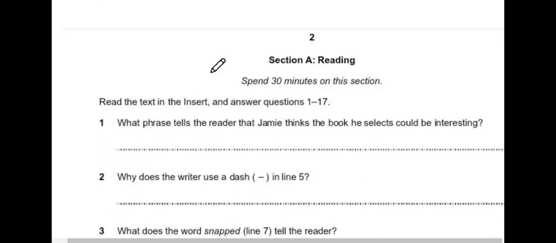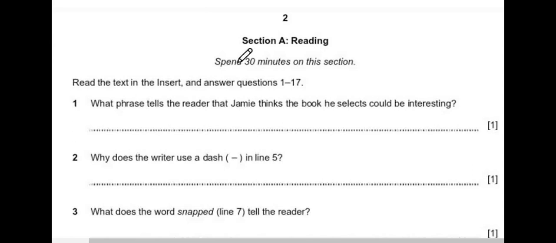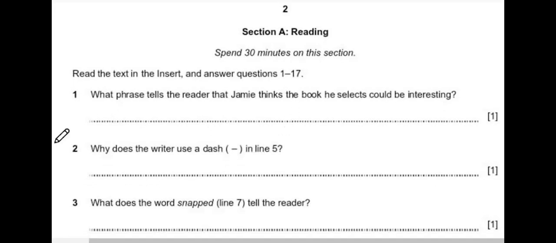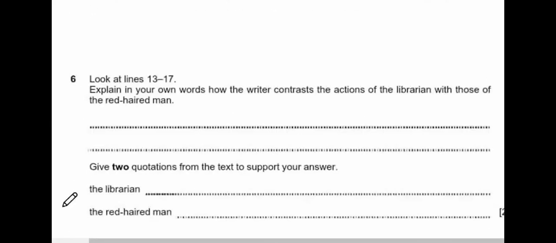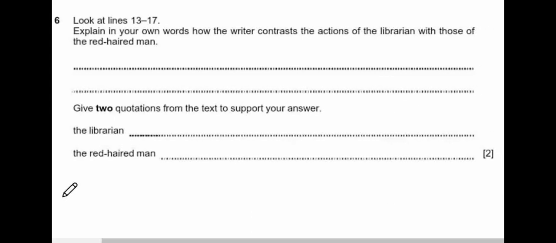You're suggested to spend only 30 minutes in section A, reading the passage and answering questions 1 to 17. So it means one question not more than 1.5 minutes or 90 seconds. This is question 1, 2, 3, followed by question 4, 5, and then this is question 6, 7 if you want to take a screenshot.